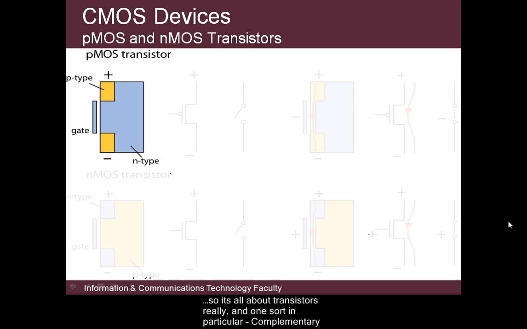computer hardware development is fundamentally about transistors, and one sort in particular, complementary metal oxide semiconductors, or CMOS. The complementary bit means that there are two different types of transistors working together here. NMOS transistors operate with N for negative charge carriers, electrons, to carry a current, and PMOS transistors use P for positive charge carriers to carry a current.